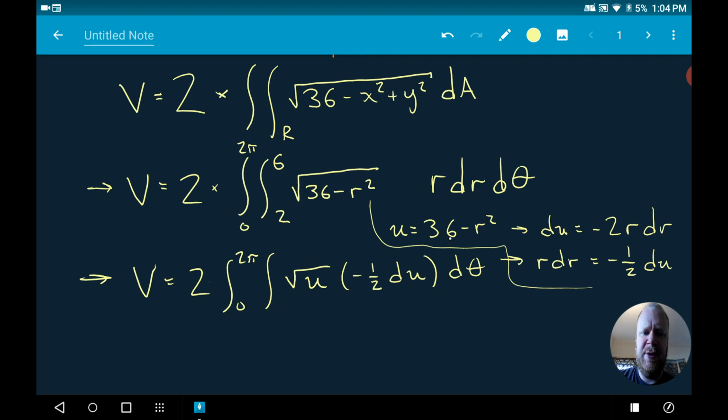My new bounds are going to be, for the bottom here, 36 minus 4. So that's going to be 28. Wait, 36 minus 4, 32. And this top piece here is going to be 36 minus r squared, so looks like 0. Okay.